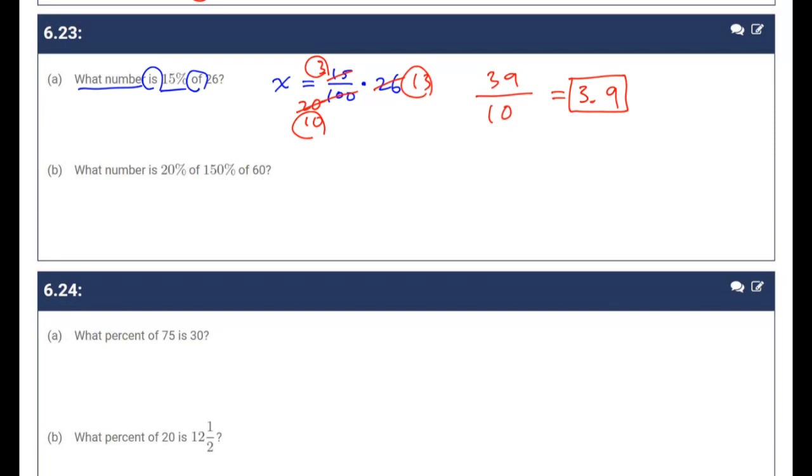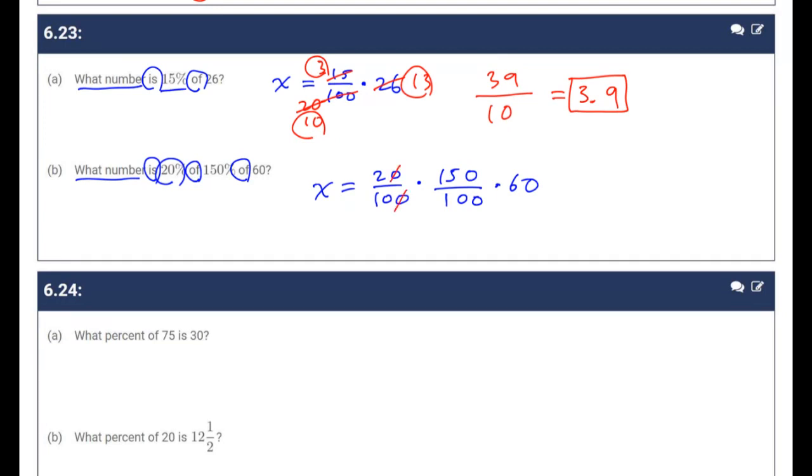Next question. What number x is equal to 20% of multiplication, 150%, which is 150% again, of another multiplication, 60. Well, it's a lot of zeros, right? So let me try to reduce these.